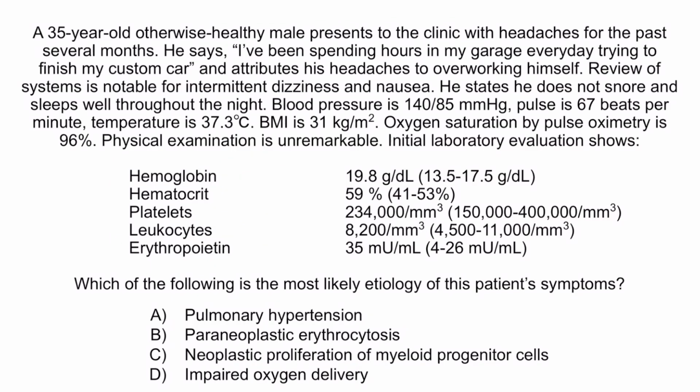This chronic state of hypoxemia, produced by carbon monoxide poisoning, stimulates the kidneys to produce erythropoietin in order to increase the number of erythrocytes and circulating hemoglobin. This is why option D, impaired oxygen delivery, is the correct answer.